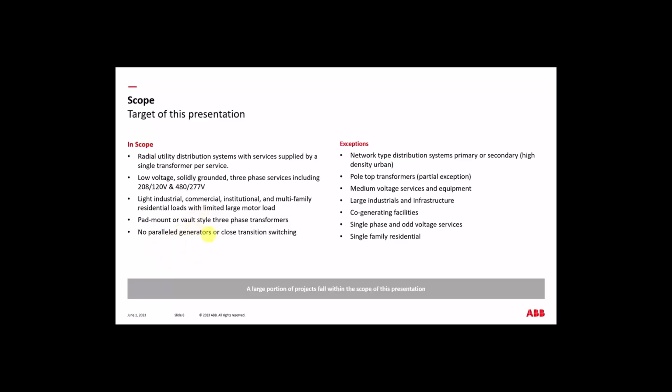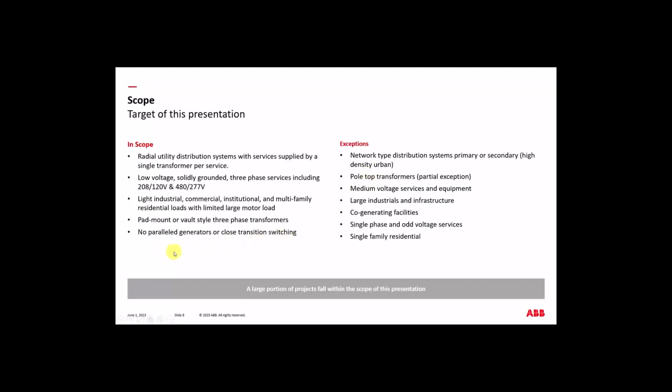Pad mount or vault style 3-phase transformers. This is kind of what we're focusing on. Pole mount transformers, there's not going to be much difference, but I didn't include any information on those. So this would apply to pole tops too. You just have to be careful about the impedance and make sure you have a chart for those, because those can actually have fairly low impedances to them. So you can get surprised by a pole top.